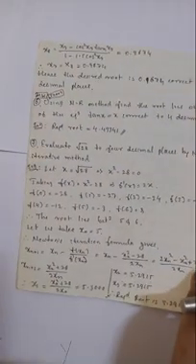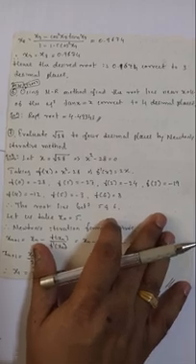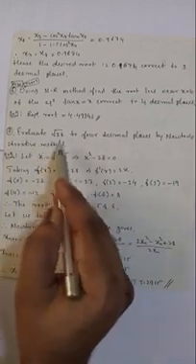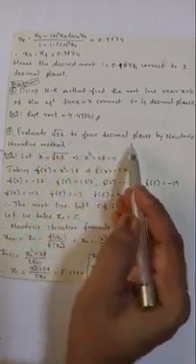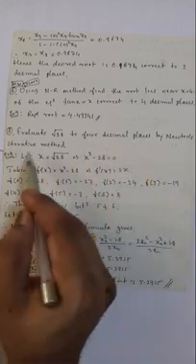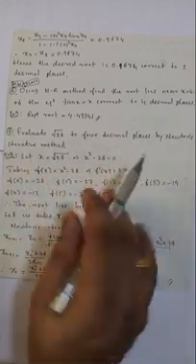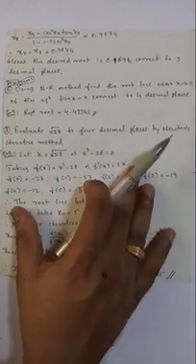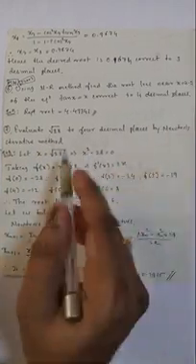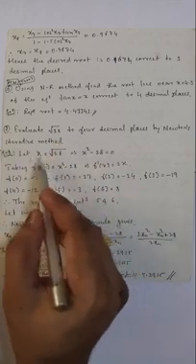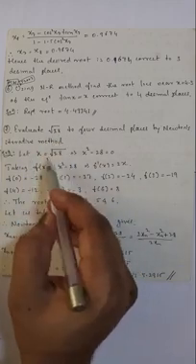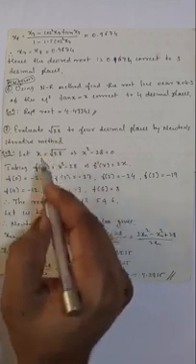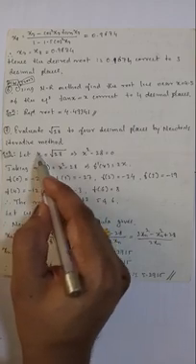And one more type is like: evaluate the square root of 28 to 4 decimal places by Newton's iterative method. So this square root of 28 we can easily find in the calculator, but using the numerical method we have to find it. We take x equal to square root of 28, which means we have to find the value of x.